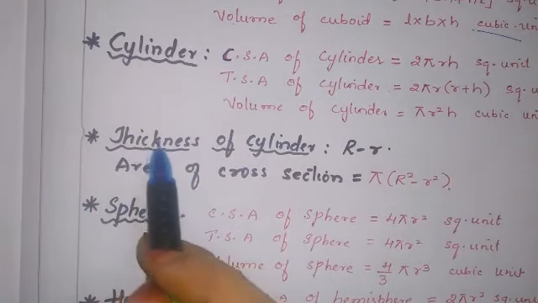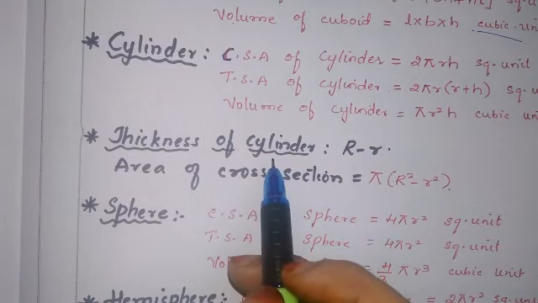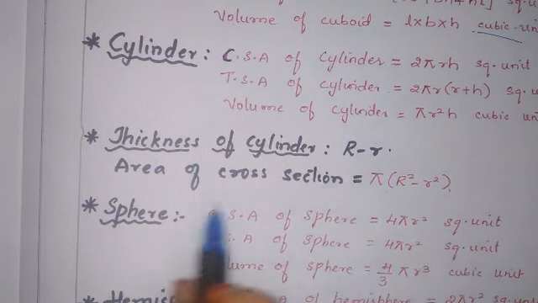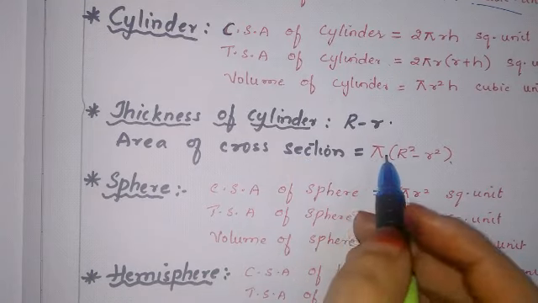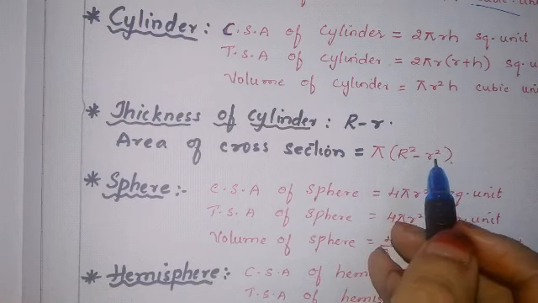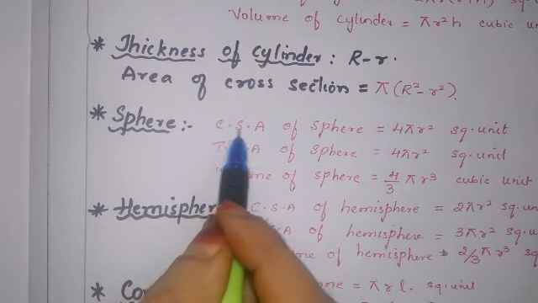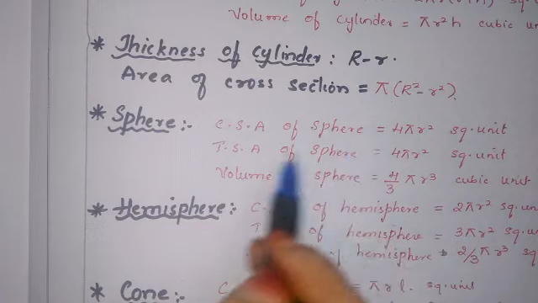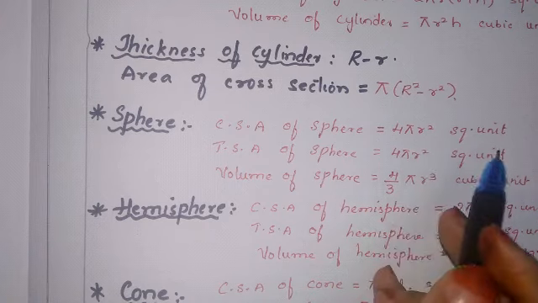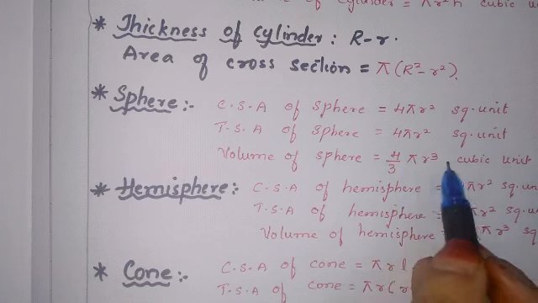Now, sometimes there is the thickness of a cylinder. In one figure there are two types of cylinder, like a pipe, one thick pipe and one thin pipe. In that situation we have to do R minus r, that is the area of cross section, pi into (R square minus r square). Bigger radius minus smaller radius we have to do. Next is sphere. Curved surface area of sphere is 4 pi r square and total surface area of sphere is also 4 pi r square unit. Area is always square unit, I will not repeat again. Volume of sphere is 4 by 3 pi r cube, cubic unit.